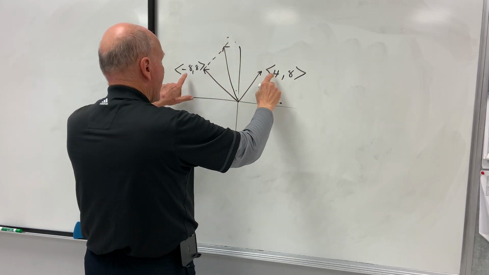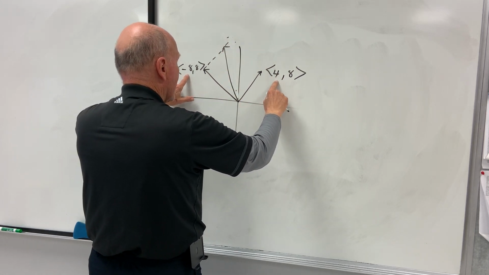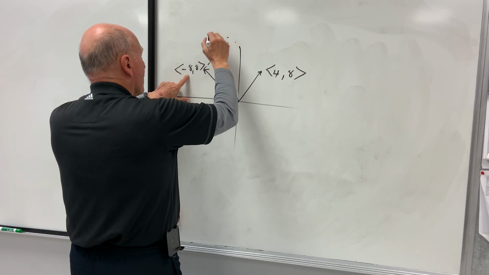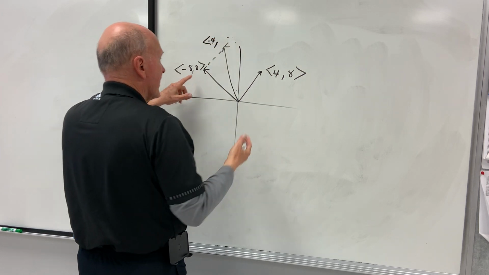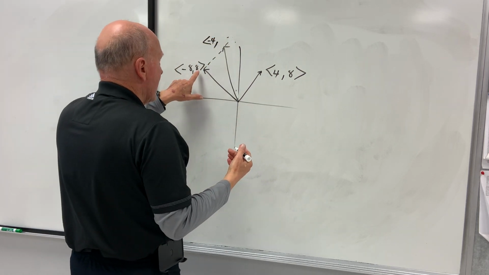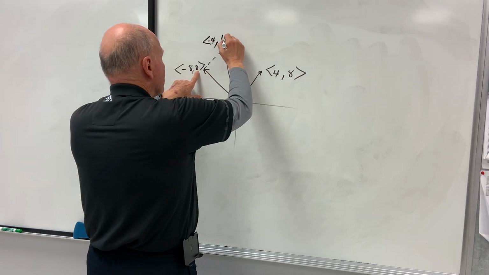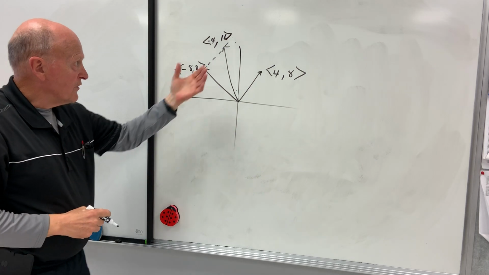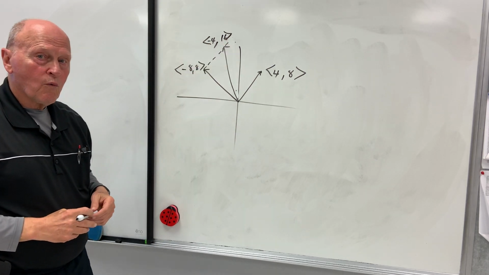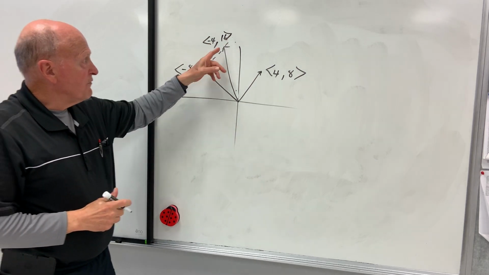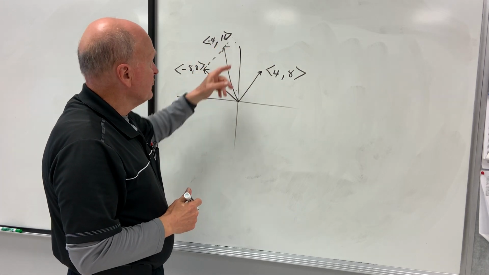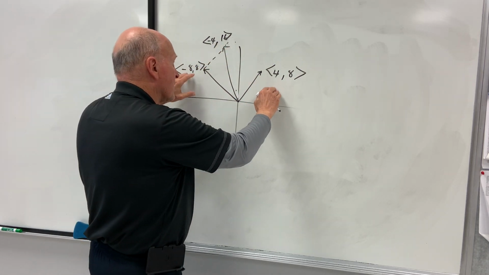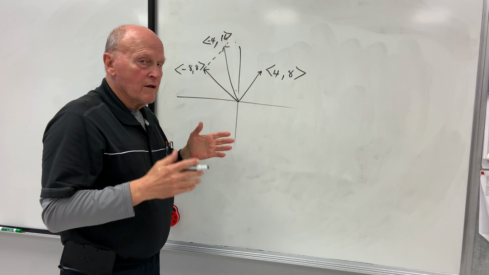When I do it, if I add my x's together, I got -8 plus 4. So -4 would be the sum of the x component vectors. And 8 and 8 would be 16, and that would be the y value, or the 16 for the y component vector. And this, (-4, 16), is the sum of these two vectors.